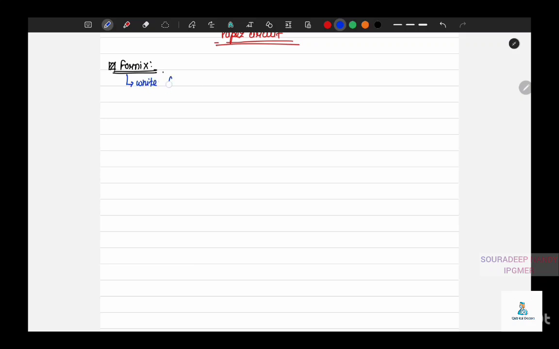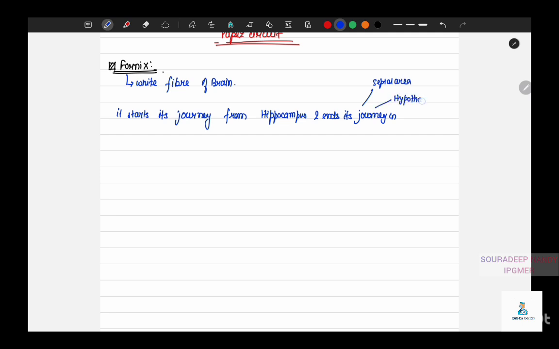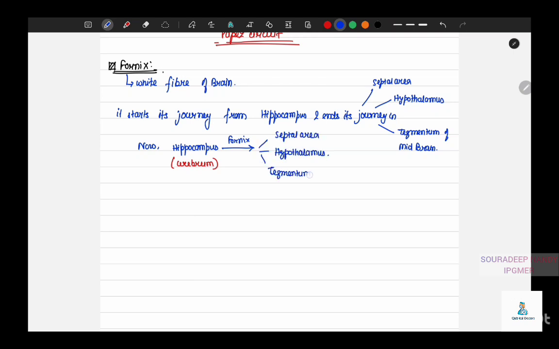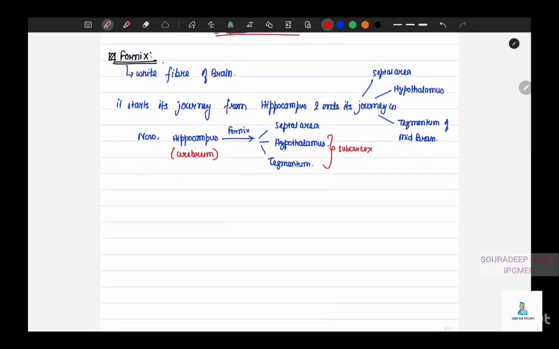Okay, now discuss the fornix. Now fornix is a white fiber of the brain. It is mainly a projection fiber, but it consists of all three types of fiber, that is association, commissural as well as projection fiber. It starts its journey from the hippocampus and ends its journey in the septal area, hypothalamus and tegmentum of the midbrain. That is, hypothalamus and tegmentum of midbrain are the subcortical areas, whereas hippocampus is a cortical area. So it interconnects cortical with subcortical area, so it is a projection fiber. Remember, I told in the white matter video that fornix is the projection fiber of allocortex.